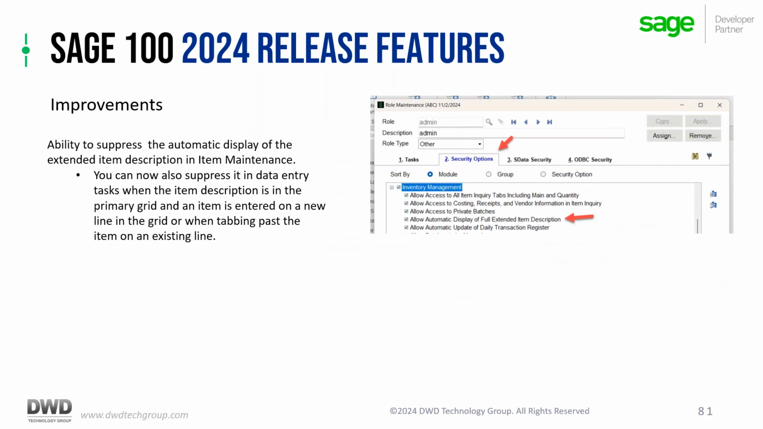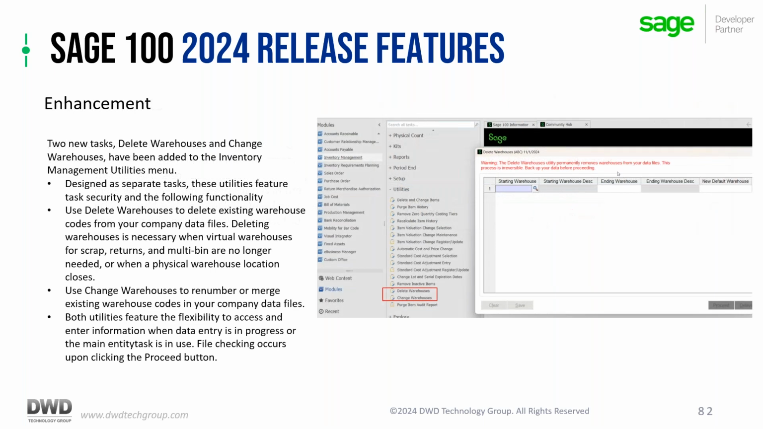This was one that came up this last week. I think it was Rick and Mary that said, no, it's a thing. The ability to suppress automatic display of extended item description in Item Maintenance and other modules. So if you go in and pick an item and all of a sudden a pop-up appears with the extended description, well, you don't have to have that pop-up anymore. Thankfully, because sometimes you're not trying to edit that, and you have to close it, things like that. Little thing, but again, user experience is important.